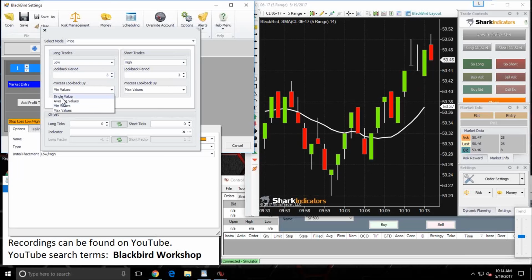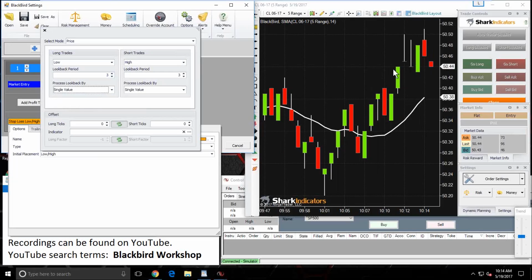So if I switch it to single value, then we would be using, well, let's see, okay, we had another bar closed, so if I switch it to single value, it's going to be the low of this doji right here, right? This second doji here. That would be single value.